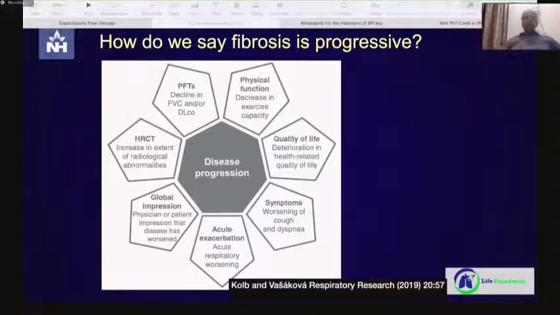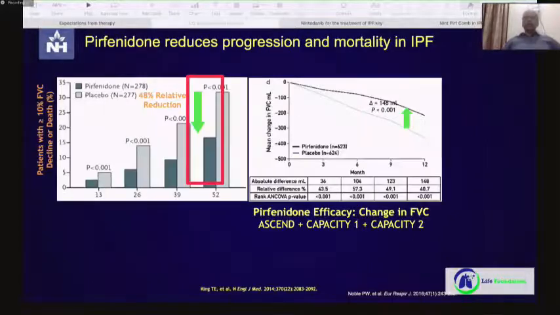Are we able to map these changes on an HRCT where we are seeing the radiological abnormalities are worsening? Fibrosis is increasing and you can actually do a fibrosis score and you can approximately calculate the volume of the lung. And most importantly, is the patient having acute exacerbations which suddenly disturb the quality of life and can even be fatal? And we put everything together and get a global impression. Does the physician or the patient have the impression that the disease has worsened? So we use all these measures to decide if a person is progressing. But for research purposes, one usually focuses on the PFTs and looks at a decline in FVC and DLCO.